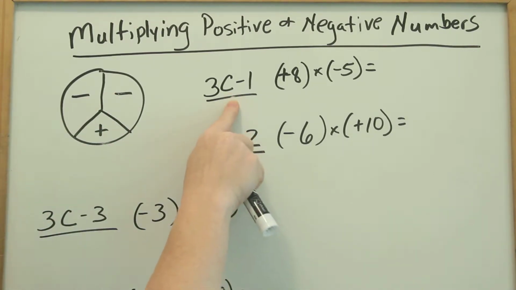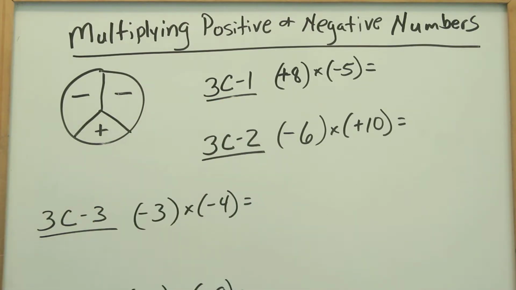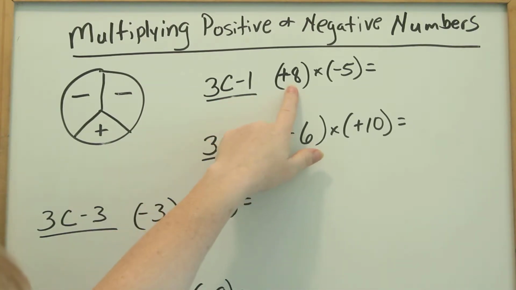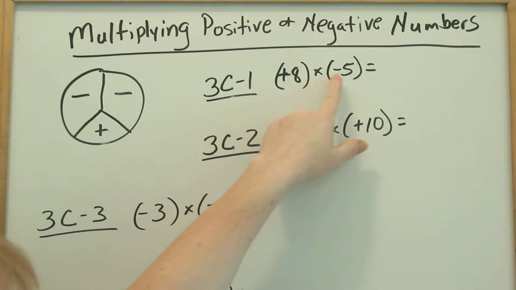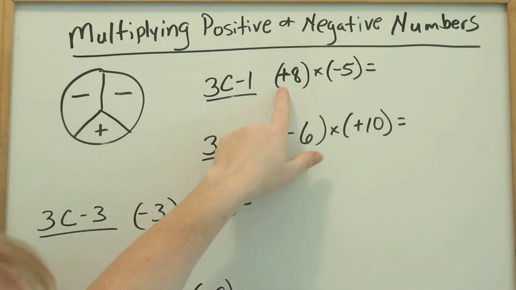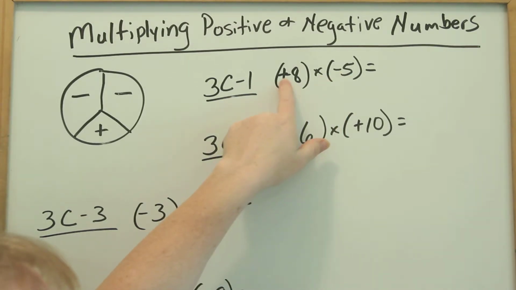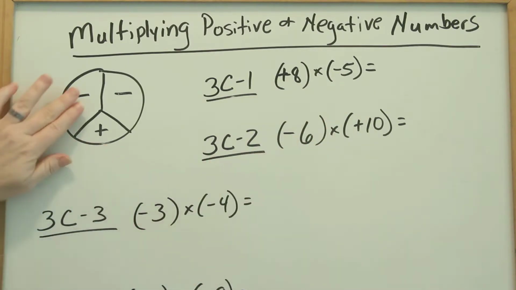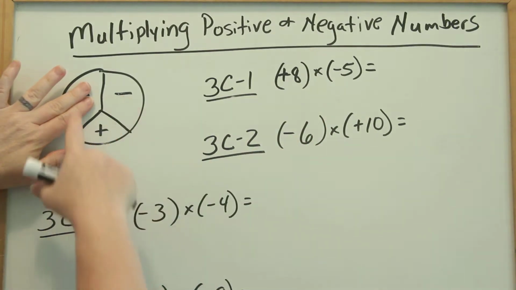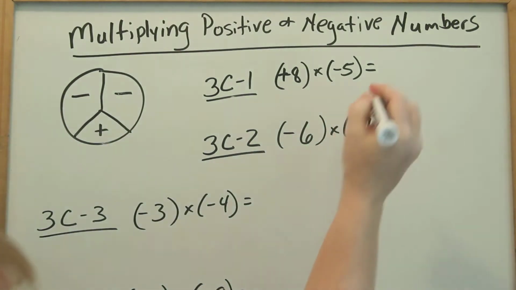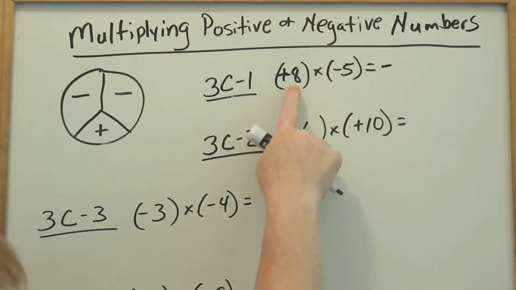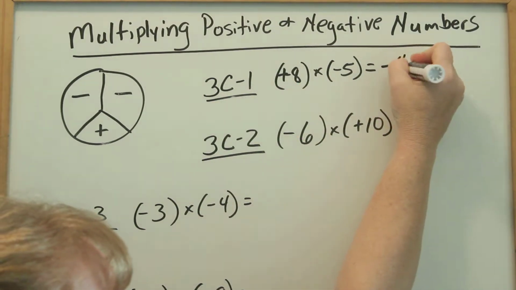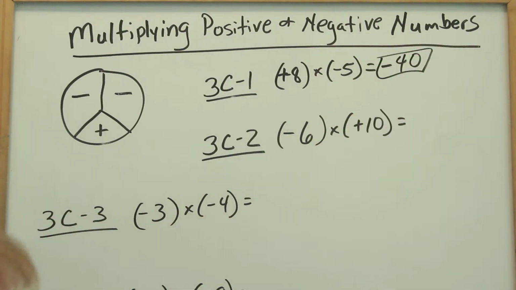Take what I'm saying over here to 3C number 1. You have positive 8 times a negative 5. The first thing I would say is look at your signs. A positive times a negative. Over here, if you have a positive times a negative, it's a negative. So your answer is going to be negative, and then all you do is multiply 8 times 5, 40. So that is your answer.